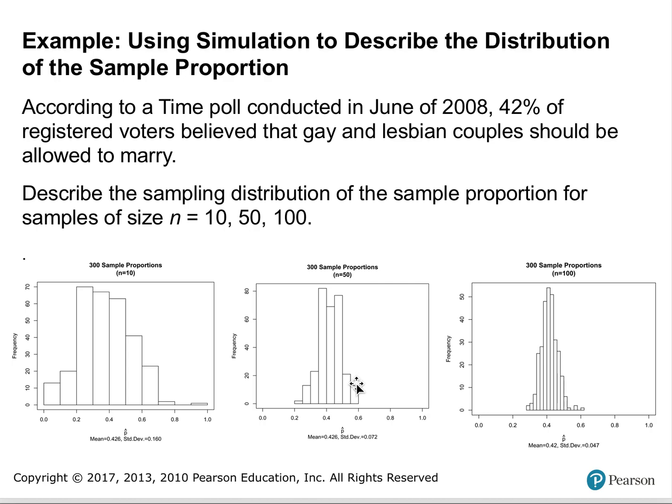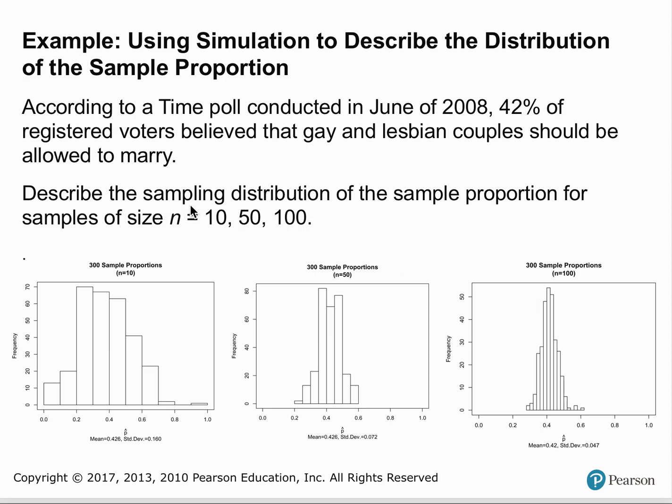Okay, so they're saying they used a simulation to get these. We're not going to do simulations, but by whatever method we get the histograms is fine. According to a Time poll conducted in June of 2008, 42% of registered voters believe that gay and lesbian couples should be allowed to marry. It says, describe the sampling distribution of the sample proportion for samples of size 10, 50, and 100. So here we are, n is 10, n is 50, n is 100.